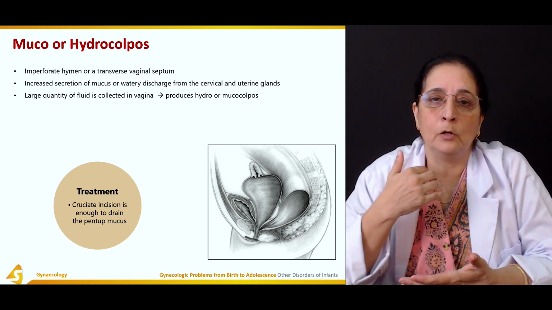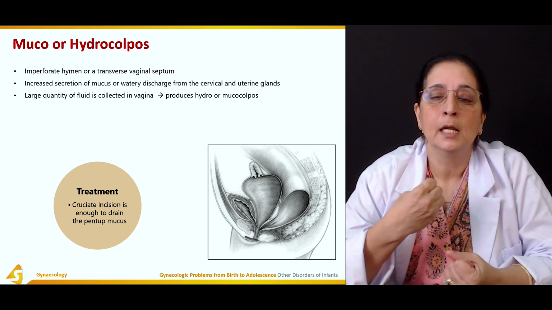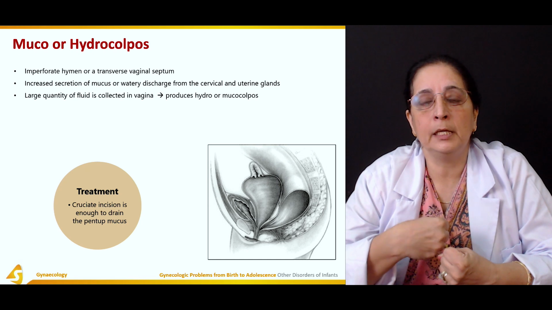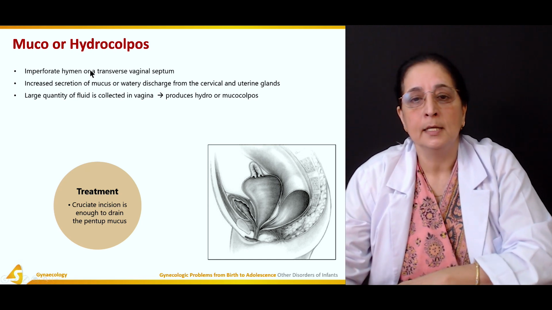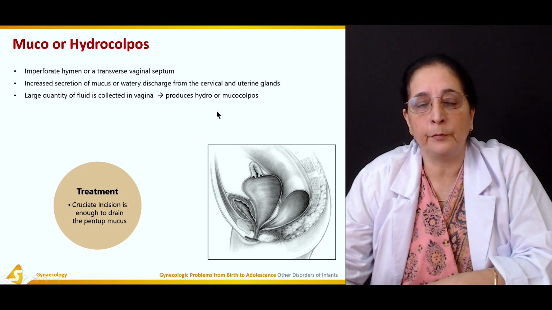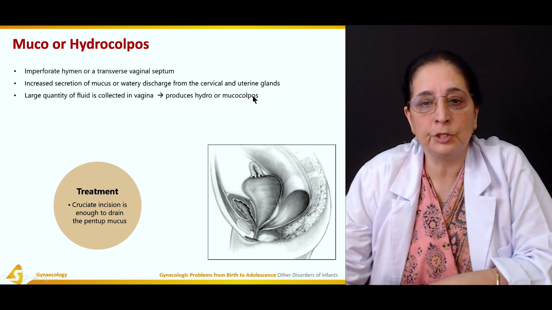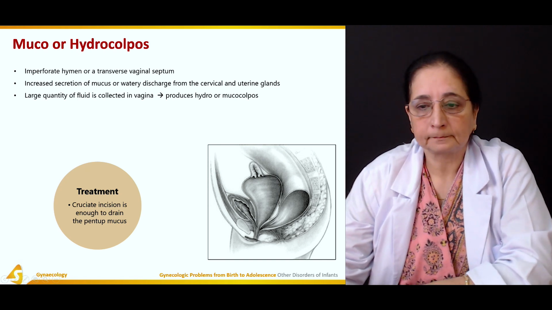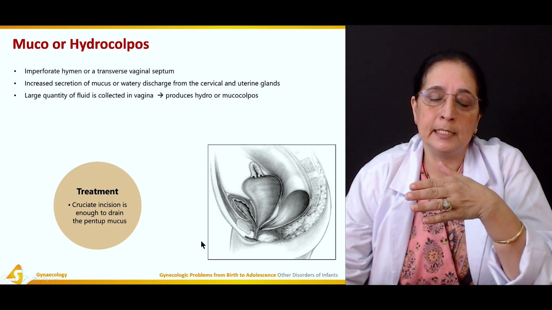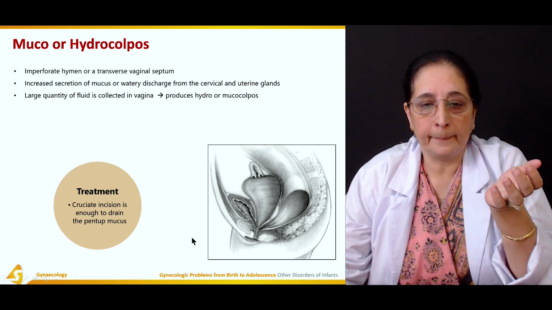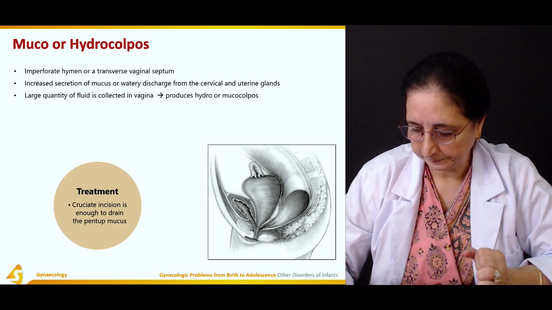It can cause the collection of fluid or mucus behind in the vagina or the cervix, as a result of production of mucus from the cervical and uterine glands. When this is present, usually an incision is given to drain the mucus or the blood.